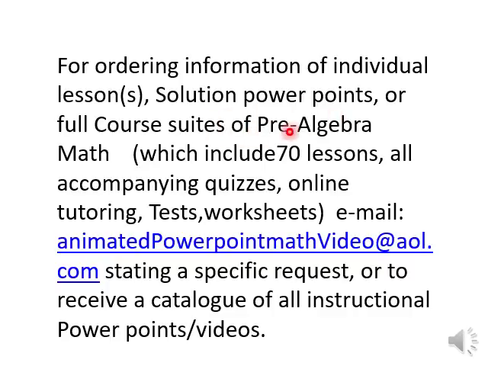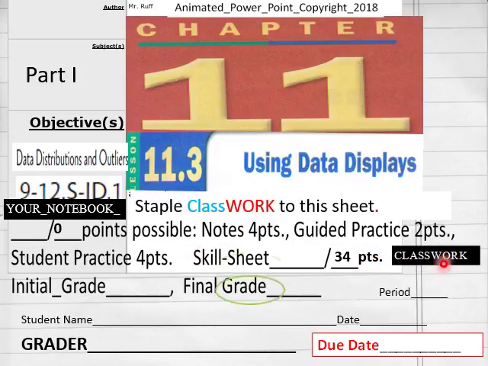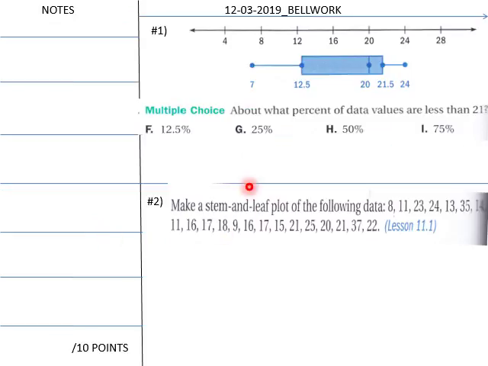Everybody, we're getting ready to do lesson 11.3 of Pre-Algebra Math, Part 1. Part 2 and Part 3 are available at this email. This is 11.3, using data displays. We have a 34-point skill sheet today, and we have 0 points of note taking.